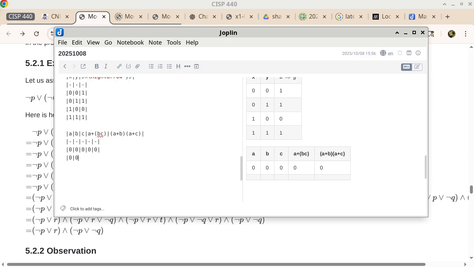Now we have 0, 0, 1. Let's go back and look at this one. I think it is still false because B is false, so B and C is going to be false. A is still false, so false or false is going to be false. It's literally B conjunction C, or B and C. If it looks like multiplication, it is a conjunction. Yep. All right, what about the other one?